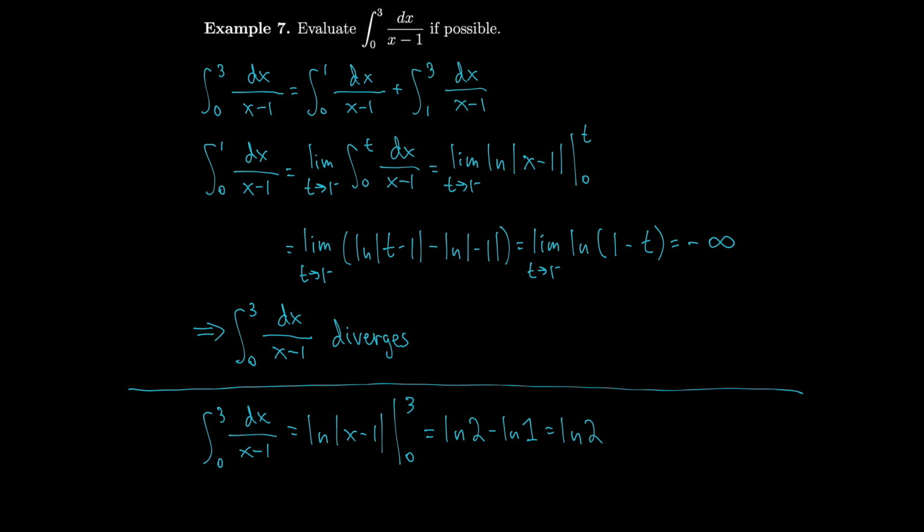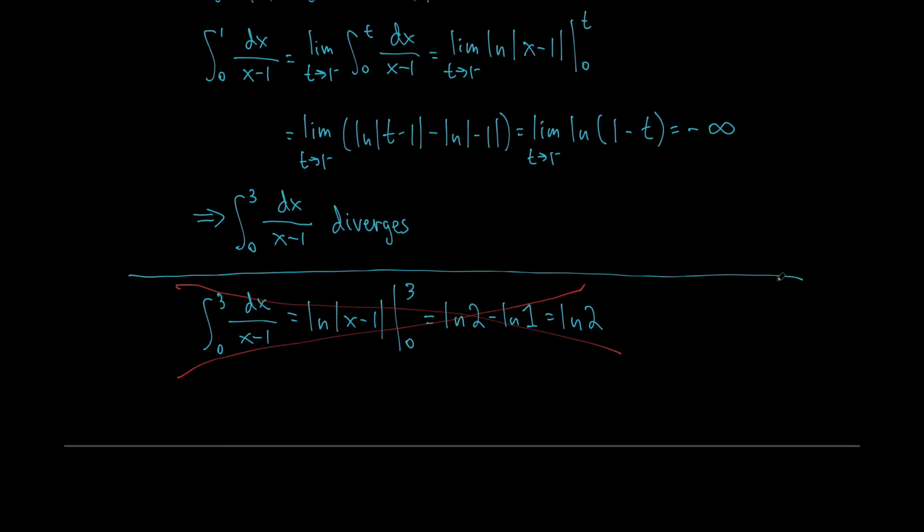ln of 1 is 0, so we just get ln of 2. But in fact, this integral does not exist. It does not converge. It is definitely not equal to ln of 2. So all of this is totally wrong. You have to be very careful with these integrals. Now, whenever you see integrals with a and b limits, you have to be very suspicious and think that there could be a discontinuity hiding somewhere in there. Always check for discontinuities. Your integral could be improper in disguise.